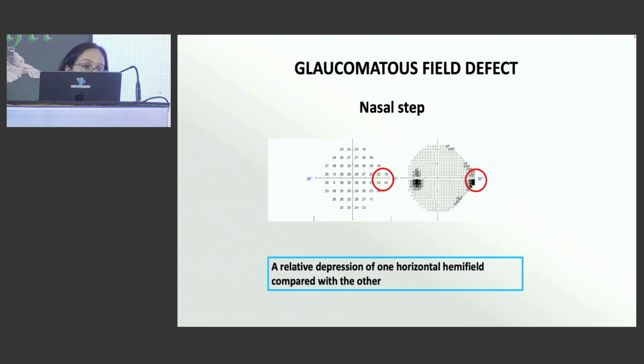Now we are dealing with the early glaucomatous field defect. It can start with a nasal step. Here you can see here it is 0 and it is 19. So there is a difference on the nasal side; it's a 24-2 field, but nasally it goes up to 30 degrees. So here there is a dip. It is a relative depression of one horizontal hemifield compared to the other. That's an early glaucomatous field defect, a nasal step.